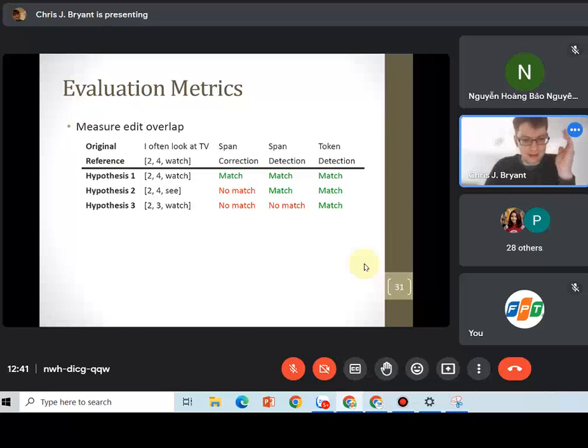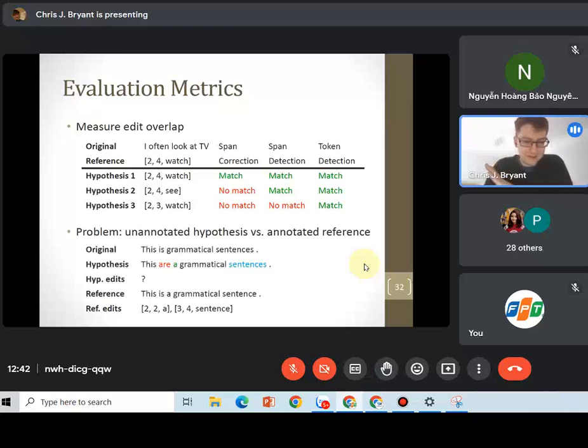If the system exactly matches what the human did, it'll get a point for correction and all types of detection. If the system wants to replace "look at" with "see," then it will not get a point for correction because it's not output the correct word, but it has at least detected the error in the right location. If it only wanted to change, let's say, "look" to "watch," however, then it doesn't get a point for correction because the correction is wrong. It also doesn't get a point for span detection because it's not identified the full span of the error, but it will get a point for at least detecting a partial error.